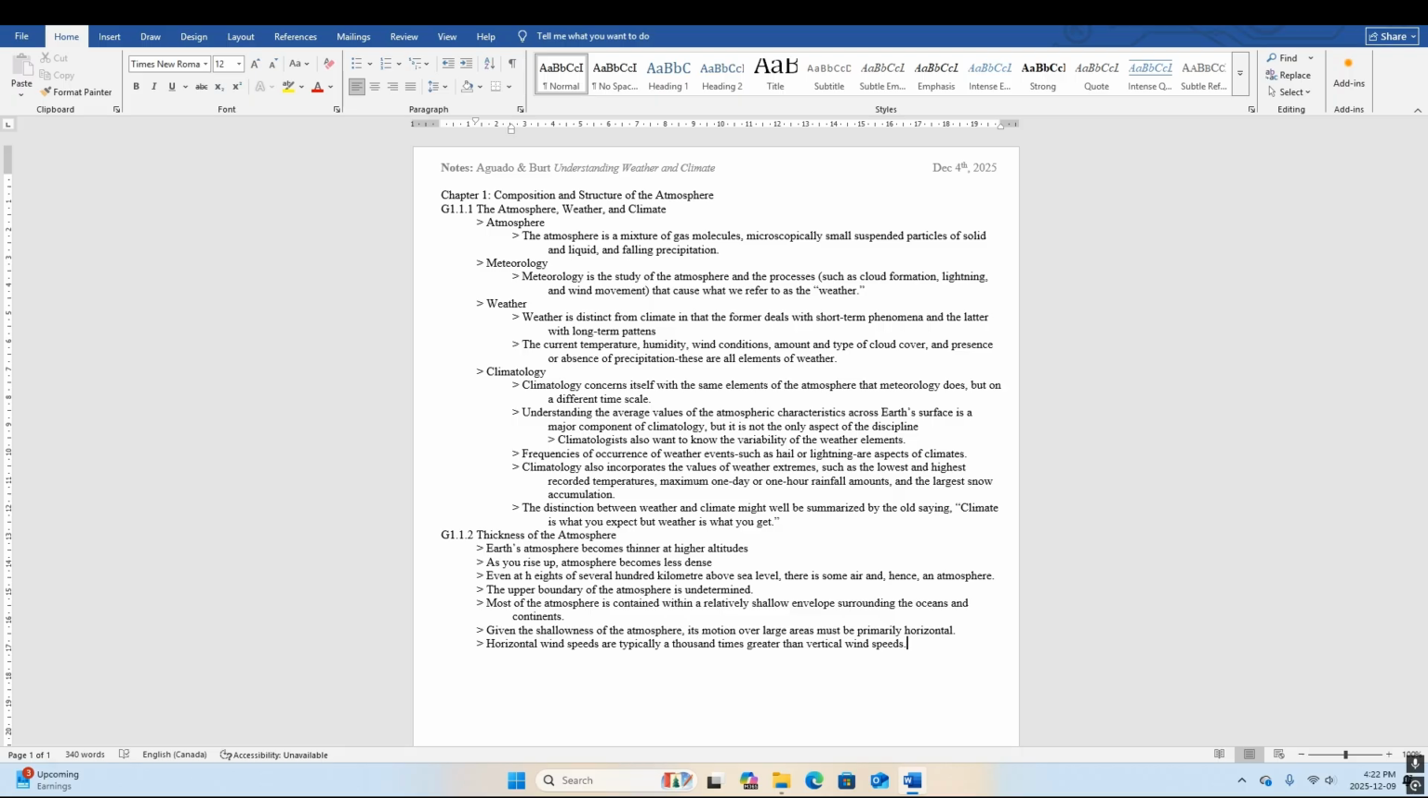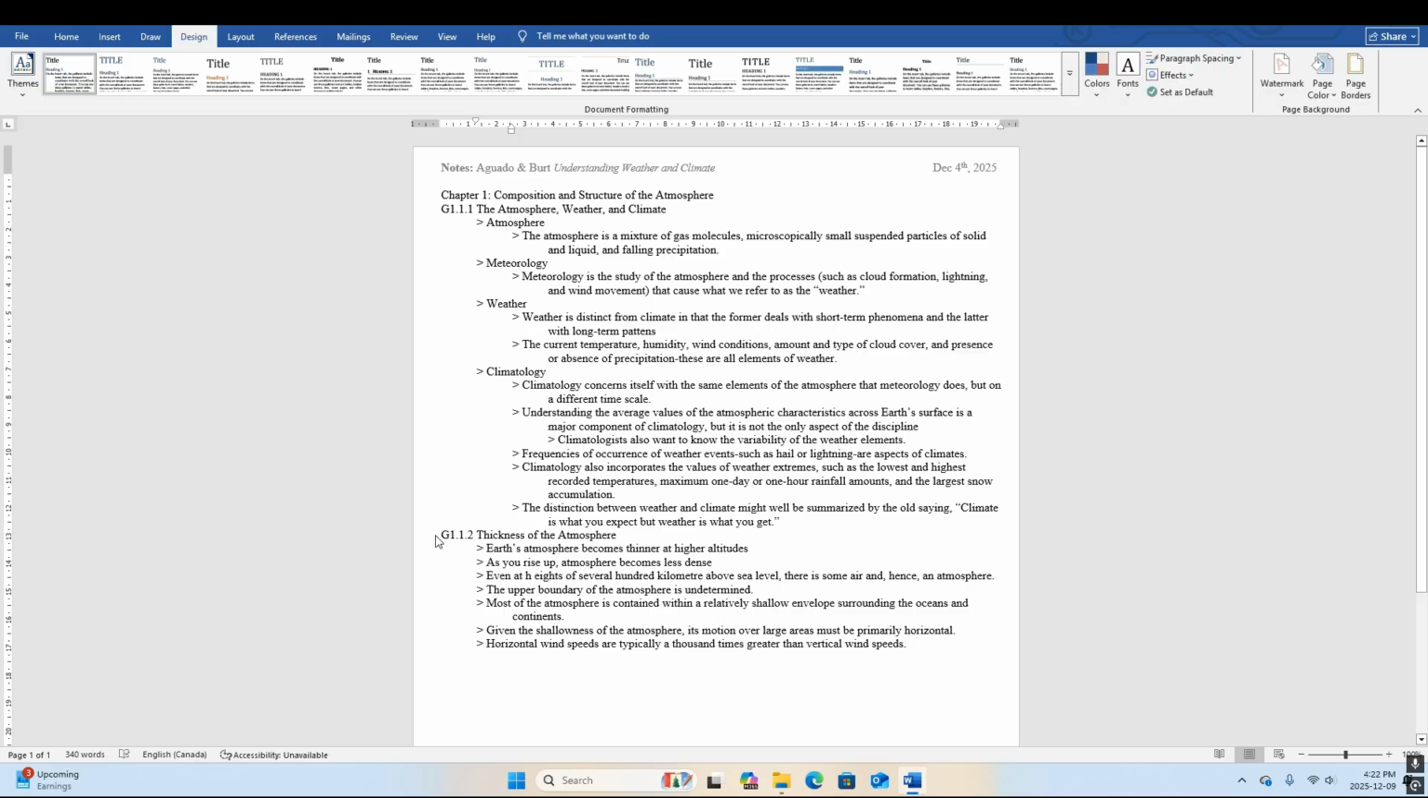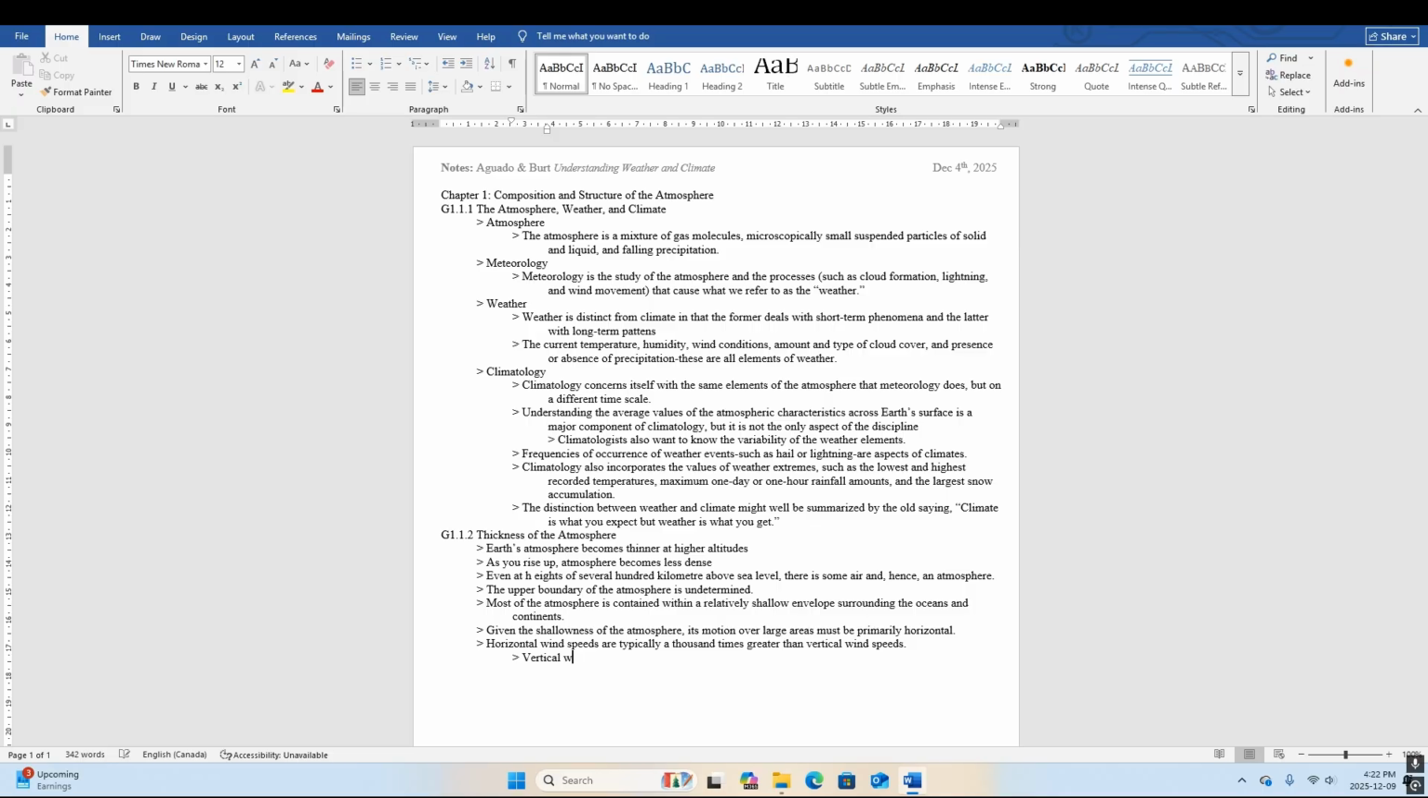However, we cannot overlook the wind's vertical motions. As you can see, here's some more information. Vertical wind speeds, small vertical displacements of air have an impact on the state of the atmosphere. Paradoxically, the least impressive motions, vertical, despite being hardest to detect and forecast, turns out to determine much of atmospheric behavior.